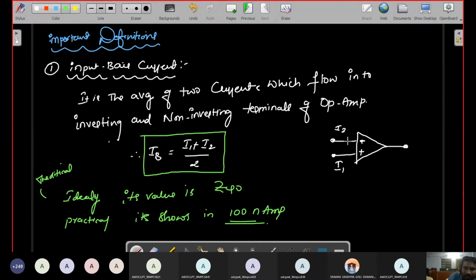In the operational amplifier, I connected two terminals. Here I1 current flows in the non-inverting terminal, and I2 current flows in the inverting terminal. Therefore the biasing current IB represents the average of these two currents, (I1 plus I2) divided by 2. Ideally its value is 0, but practically it shows 100 nano amperes. So please note everybody.